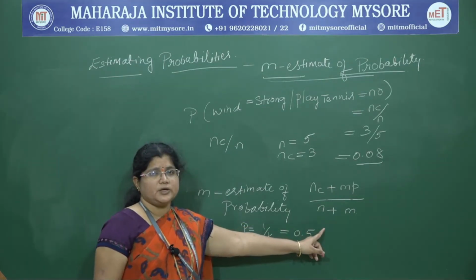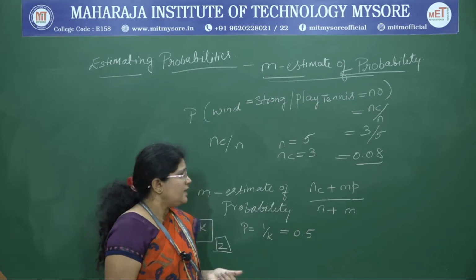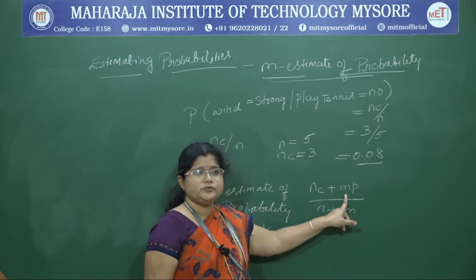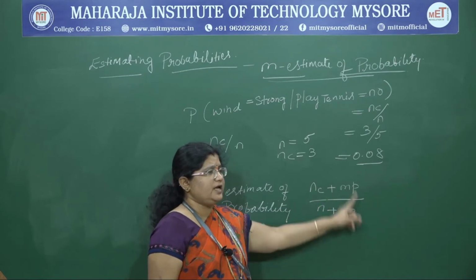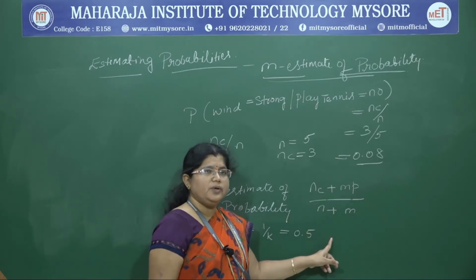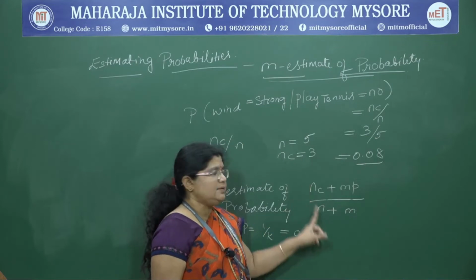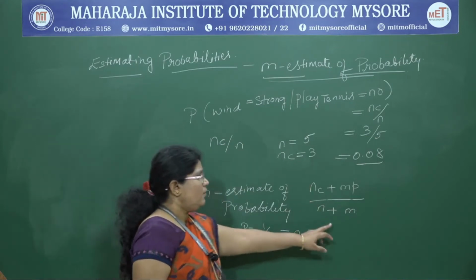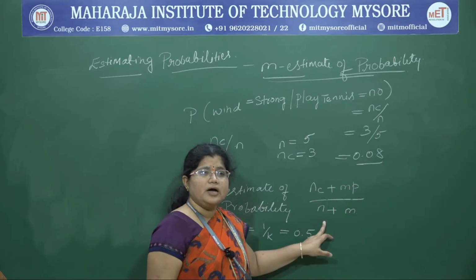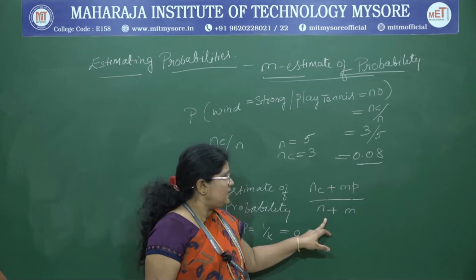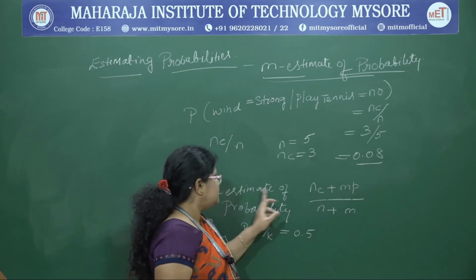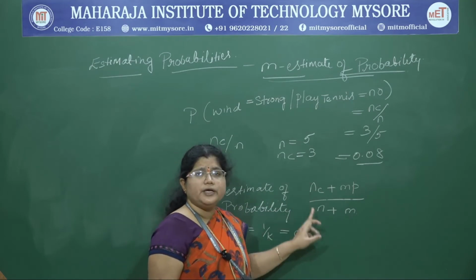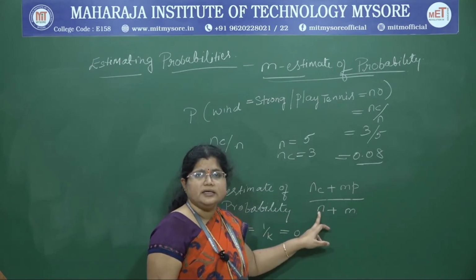When you look at this equation, you can easily say that if m is equal to 0, then the entire equation, the M estimate of probability, will be equivalent to NC by N. If both the m and N values are non-zero, then this will be equivalent to the M estimate of probability, and it also includes NC by N.